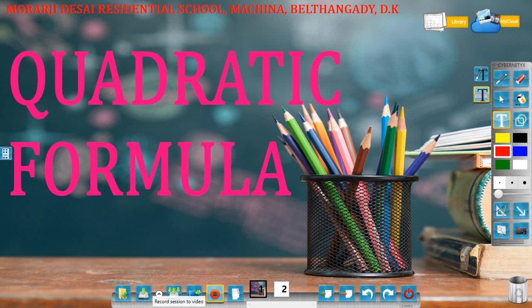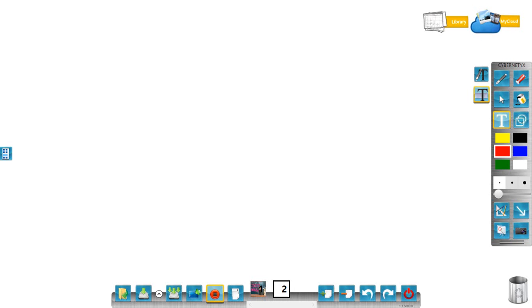Dear students, you have learned the factorization method and the completing the square method to solve quadratic equations. Now, another method to solve quadratic equations is by using the quadratic formula. Now, let us derive the quadratic formula to solve quadratic equations.